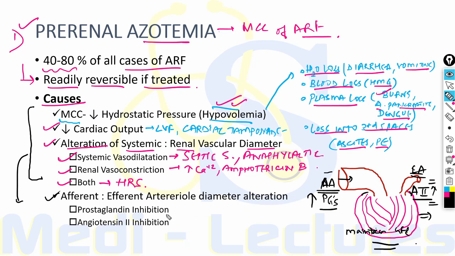But if there is afferent-efferent arteriole diameter alteration, this will lead to prerenal azotemia. How can it be possible? Either we have inhibited the prostaglandin or we have inhibited the angiotensin II. So, prostaglandin inhibition can be due to use of NSAIDs, and angiotensin II inhibition is with the help of ACE inhibitors or ARBs.